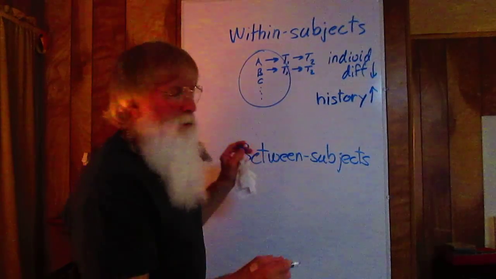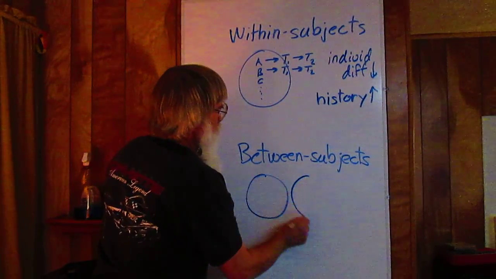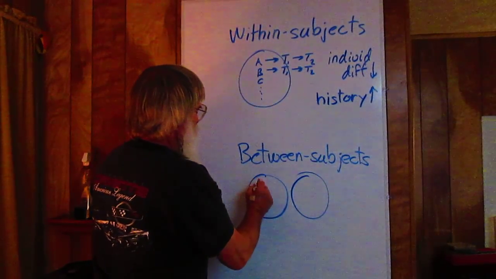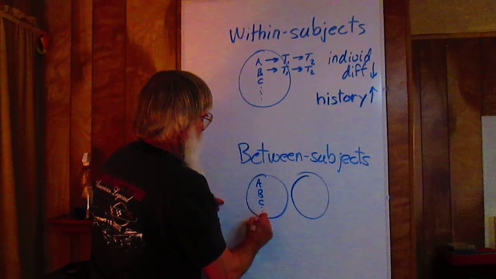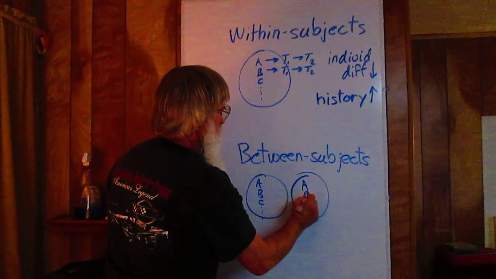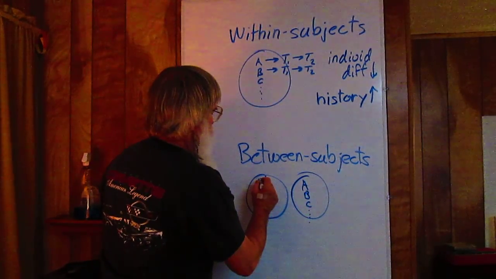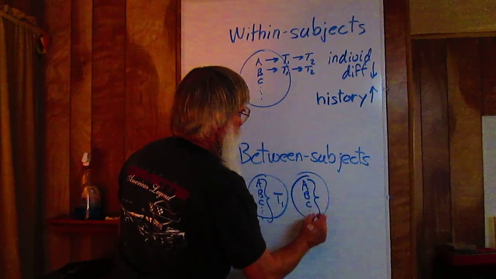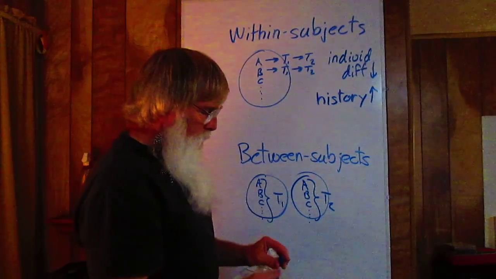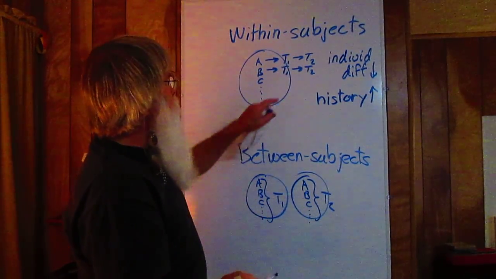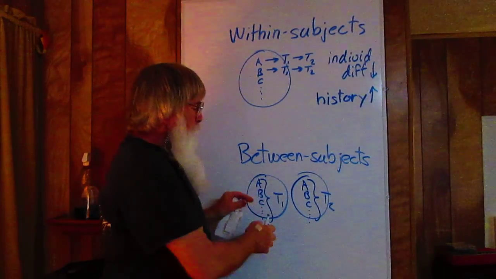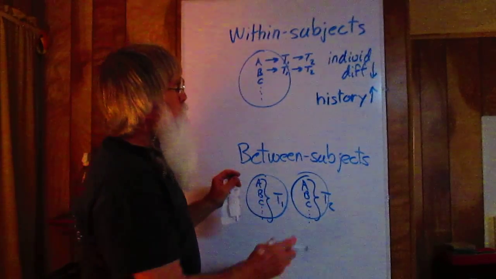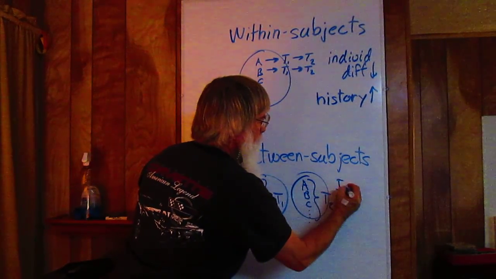Now, between subjects design, you have two pools, or one pool that you've divided into two, and you take all of these people in this group and all of the people in this group, and you give them all treatment 1 here, and you give them all treatment 2 here. Now, obviously, we don't have the same situation regarding individual differences. It's possible that this group is different from this group. Individual differences can become problematic.